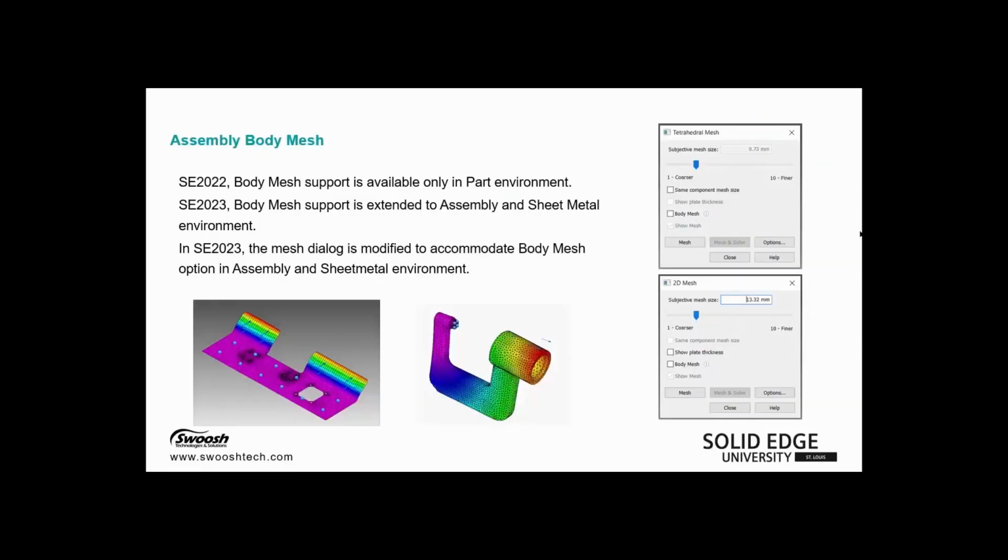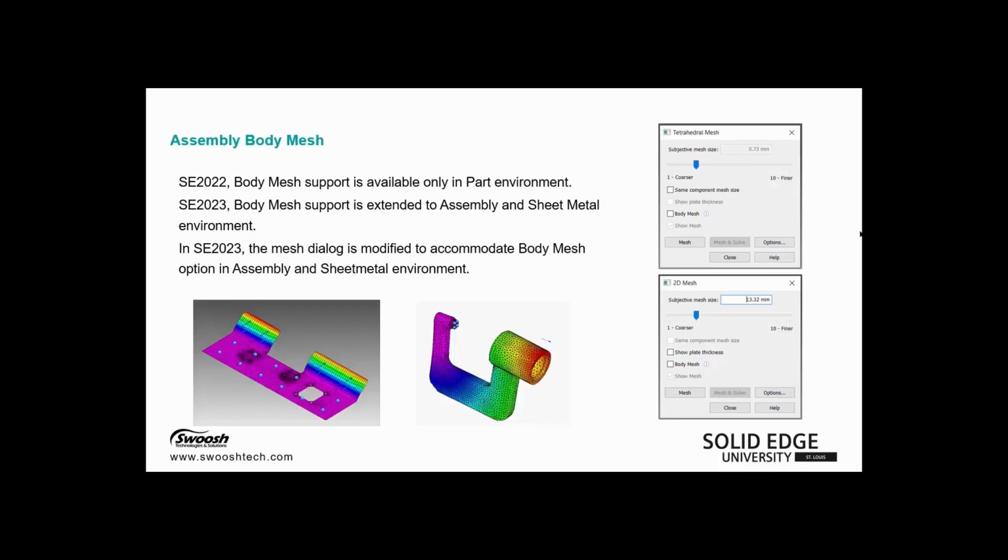So the first topic, as I said, would be assembly body mesh. In Solid Edge 2022, body mesh was only available in the part environment. With Solid Edge 2023, now we offer body mesh that supports assembly and sheet metal environments. That's very important because a lot of customers use Solid Edge Simulation for assembly analysis as well as sheet metal. In Solid Edge 2023, the mesh dialog is modified, as you can see on the right-hand side, and it allows for that option to be selected, body mesh.